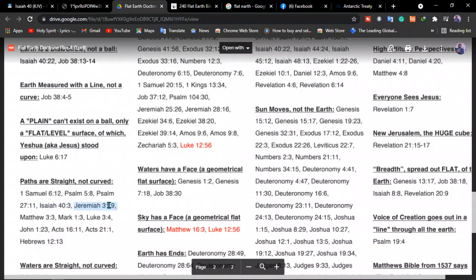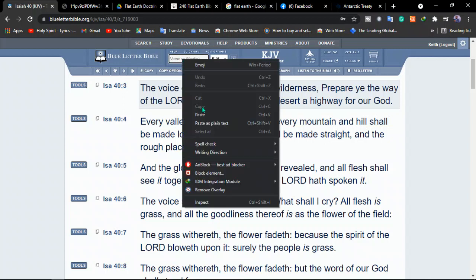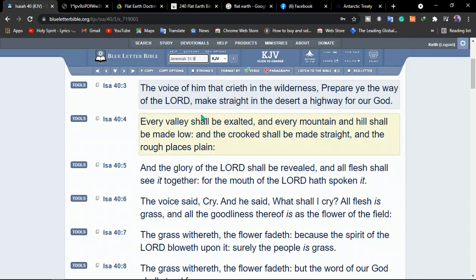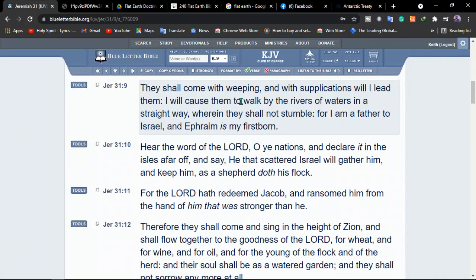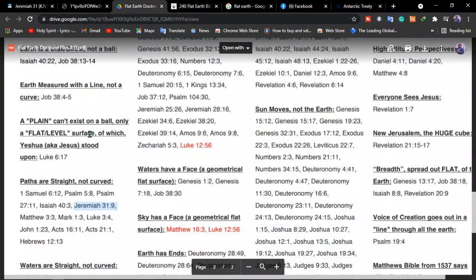Jeremiah 31 verse 9. All right. They shall come with weeping and with supplications. I will lead them. I will cause them to walk by the rivers of waters in a straight way, wherein they shall not stumble. For I am a father to Israel, and Ephraim is my firstborn.